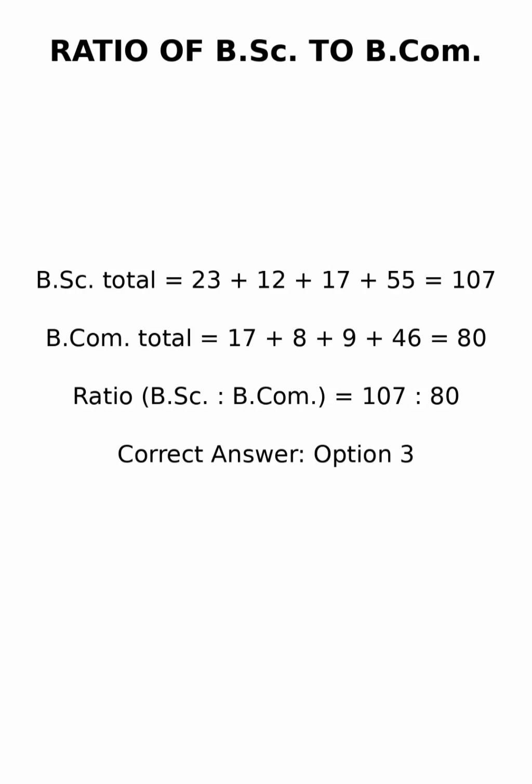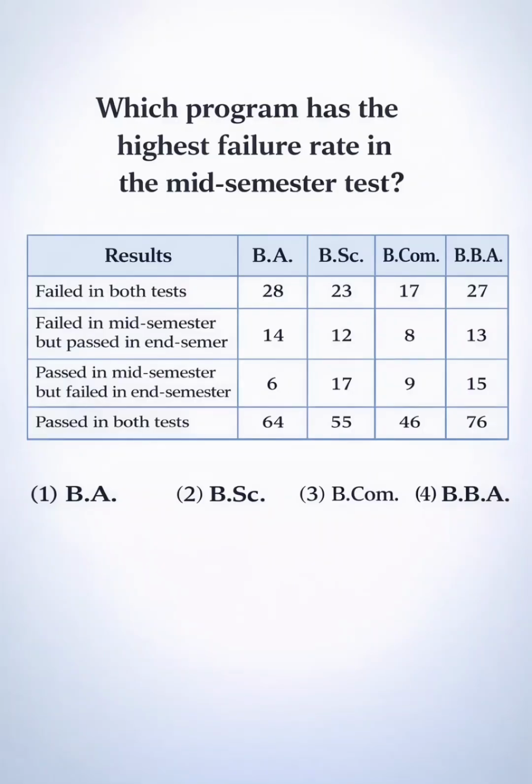Now let us find the answer in a very simple way. We need to see which program has the highest failure in the mid-semester test. From the table, students who failed in the mid-semester are BA 28, BSc 23, BCom 17, BBA 27. Now compare these numbers. Now tell me what should be the answer. So the highest value is 28 and it belongs to BA.